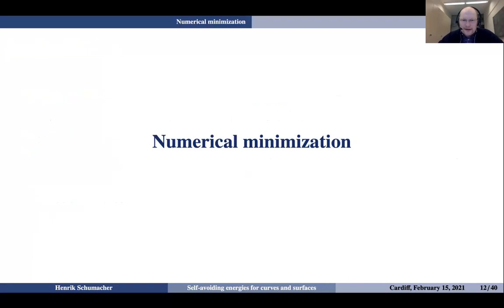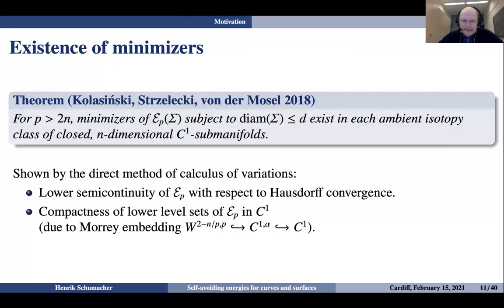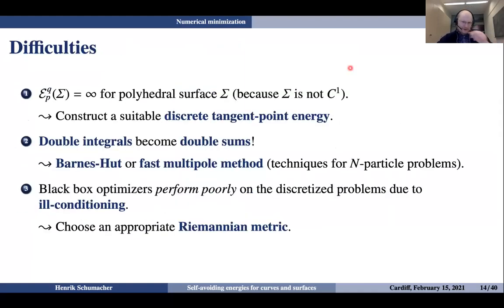And the second issue: recall how the energy is defined. It's defined by such a double integral, and double integrals are much more expensive than single integrals. So even evaluating the energy is really costly, and one has to do something about that. The third issue is that you can't just take a black box optimization tool for finite-dimensional optimization because it will perform super badly. When you refine the discretization, there is increasing ill-conditioning, and one has to do something clever about that in order to avoid it. I'd like to quickly address all three of these topics.